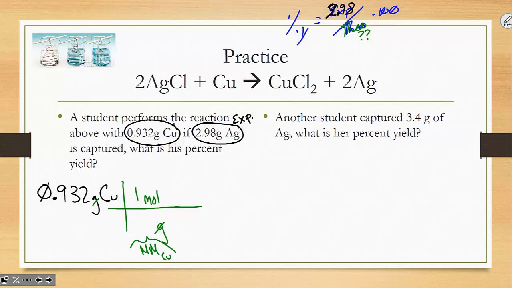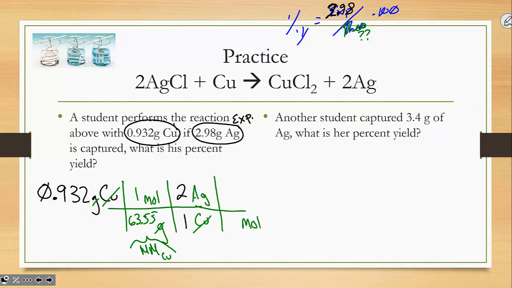So grabbing a periodic table, you look up the molar mass of copper, which is 63.55 grams for each mole. We now have moles of copper. Once we're in moles, we can convert from one substance in a balanced reaction to another using the coefficients. So for every 1 copper, there were 2 silvers produced. This will cancel out copper, giving us moles of silver.